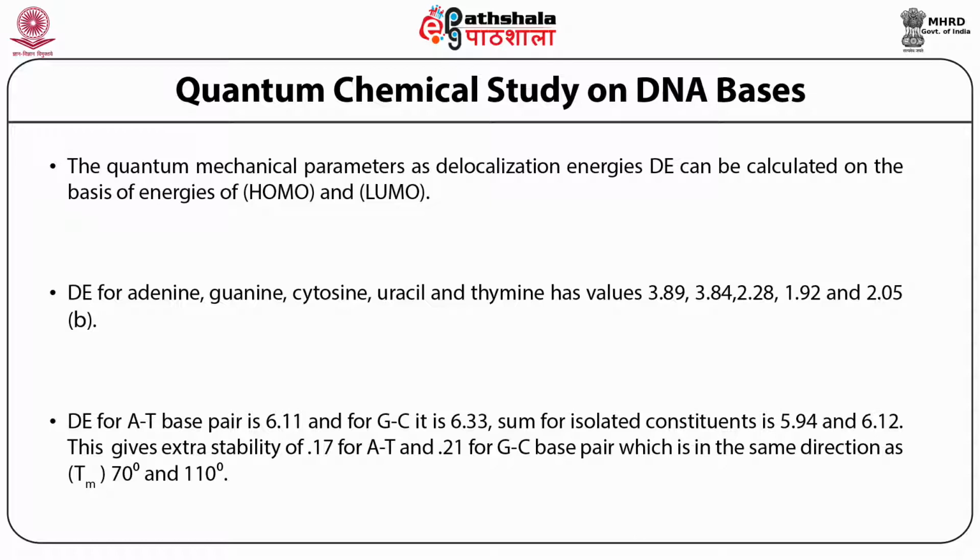This gives extra stability of 0.17 for AT and 0.21 for GC base pairs, which is in the same direction as the melting temperatures of AT and GC base pairs, which are 70 degrees and 110 degrees.